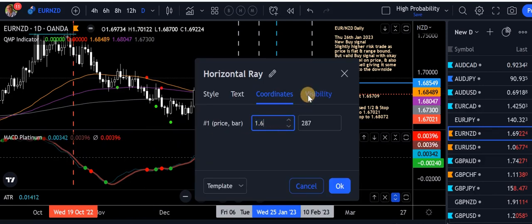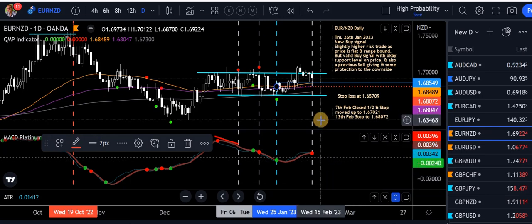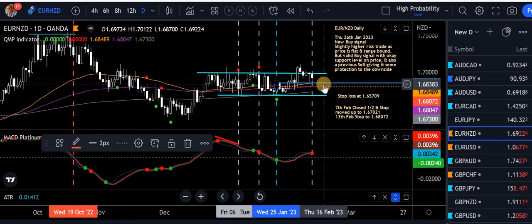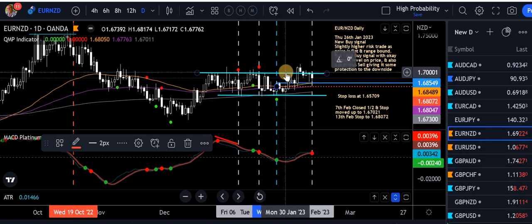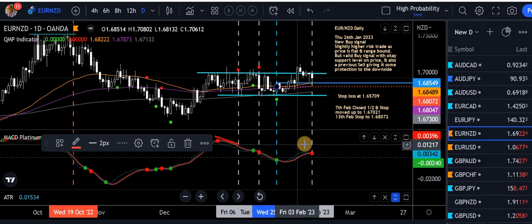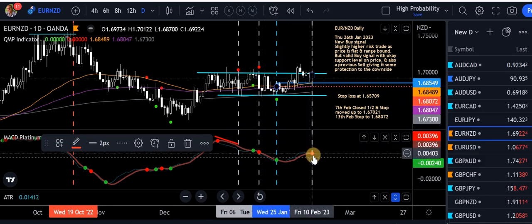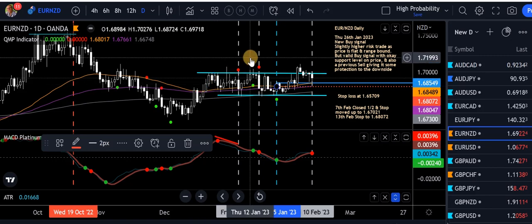So on Monday morning, 1.68072. As long as the market opens above that, we're sweet. So there's where I moved my stop up till Monday. This is range bound. Have a look at it. See these two blue lines here? We've got a red dot on the MACD platinum above the zero level. It's all very flat. Price is very flat.